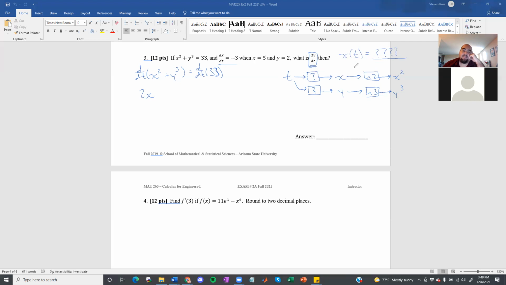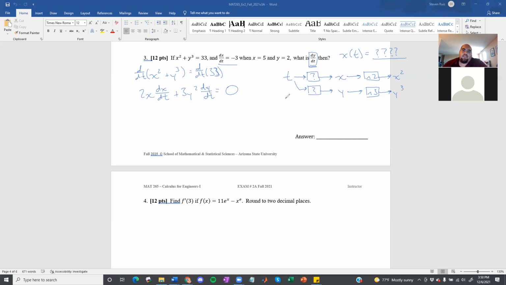Just one? No, it's probably not just one. If it's one, then you would need x and t to be the exact same thing. Oh, 1t then? Not quite. I'm looking for the rate of change of x with respect to t. I don't know what that is, but I do have a name for it. I can call it dx dt. Then for the y one, it'd be 3y squared dy dt. And the derivative of 33 with respect to anything is 0 because that's a constant.